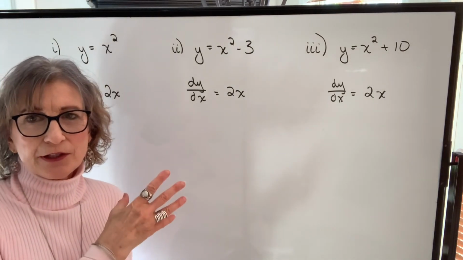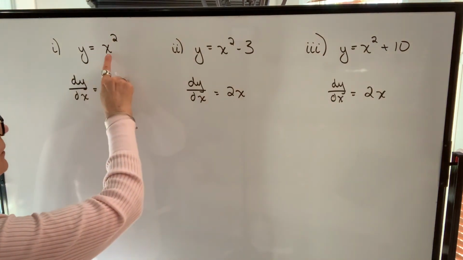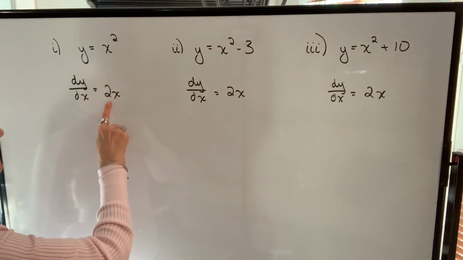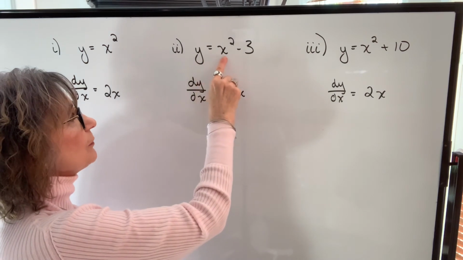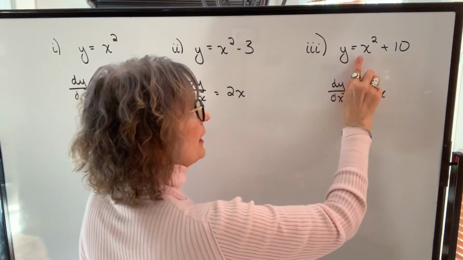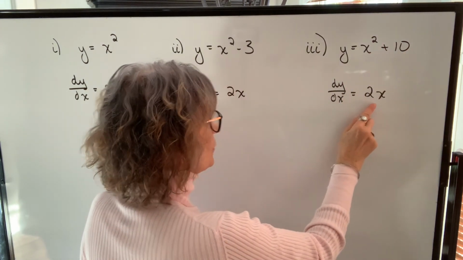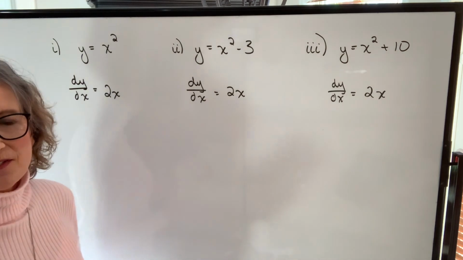I just want to take a look at these 3 examples and their derivatives. If I had y equals x squared, the derivative is 2x. If I had y equals x squared minus 3, the derivative is 2x. And if I had y equals x squared plus 10, the derivative is 2x. Notice the derivative for all 3 functions is the same.